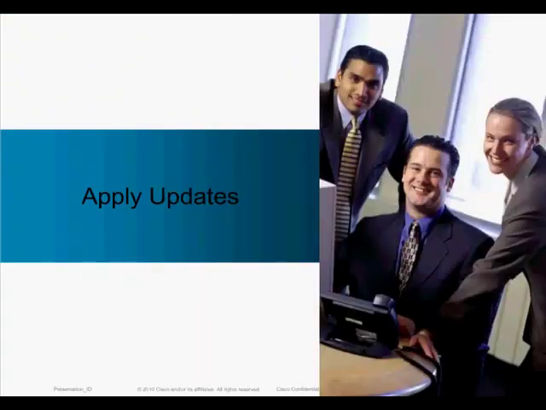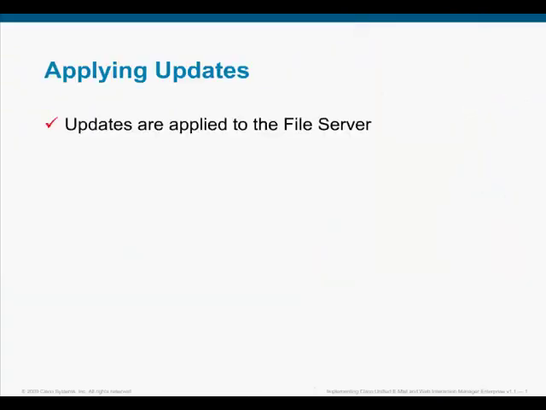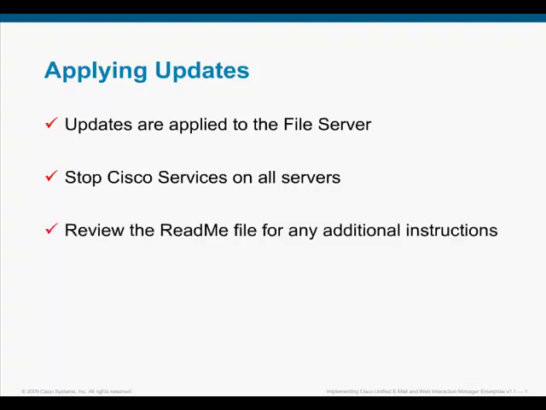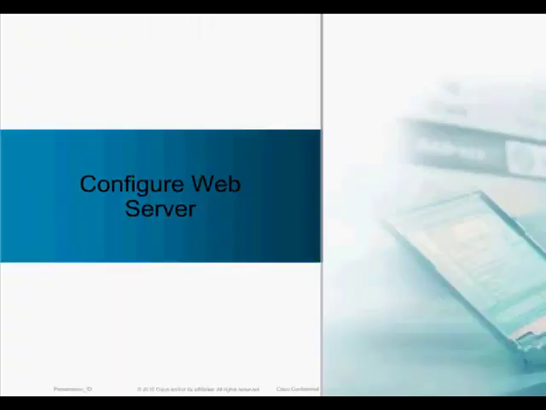Applying updates. Updates are normally applied to the file server. Prior to installing any updates, stop the Cisco services on all servers. Also, review the README file for any additional instructions.